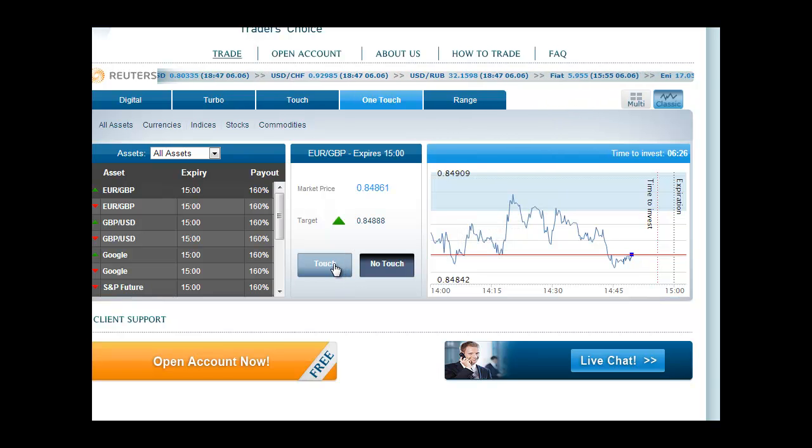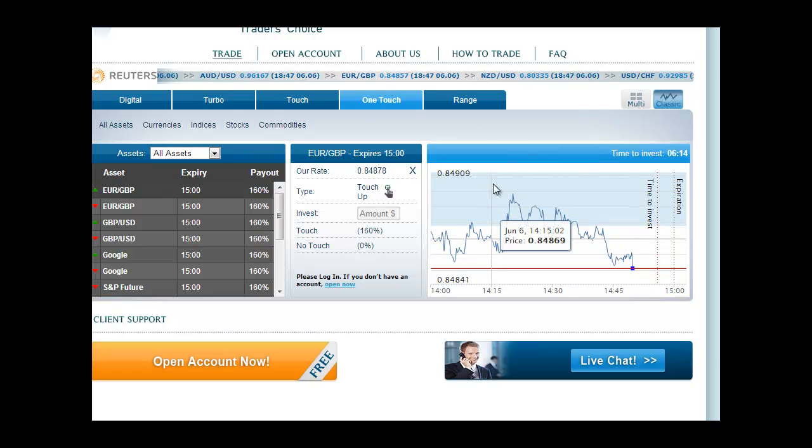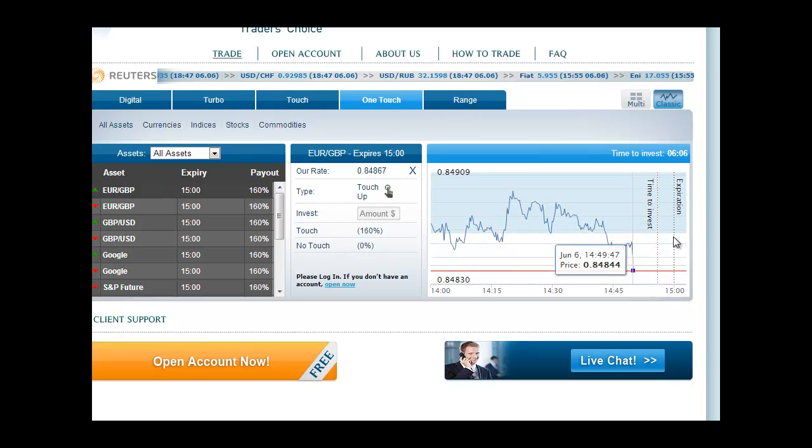And as soon as I mouse over touch, you can see that the upper portion, this portion in here, will become shaded blue. This shaded blue area indicates the region in which I will make money. In other words, if that asset were to trade up to the blue region, even once between when I trade it and when that option expires, those will be the scenarios where I will make money. Now you notice that the asset just ticked down. That might impact your decision.